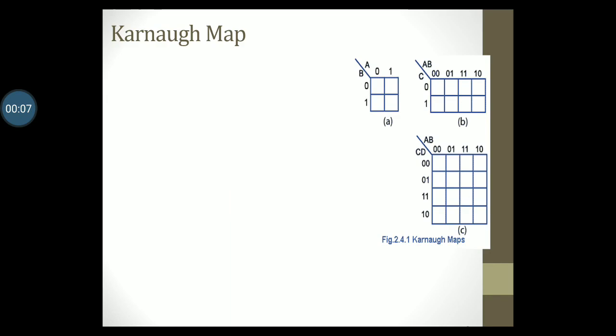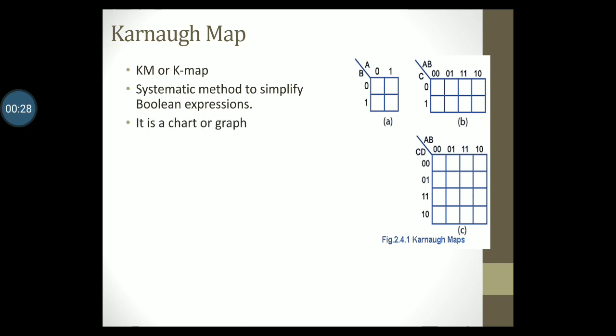We have seen how Boolean expressions can be simplified using laws of Boolean algebra. In this video, I will introduce you to the concept of Karnaugh maps. Karnaugh maps, also called KM or K-maps, are a systematic method used for simplifying Boolean expressions. It is a chart or a graph which is made up of an arrangement of adjacent cells or squares.